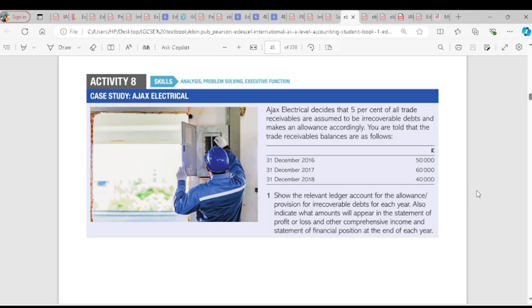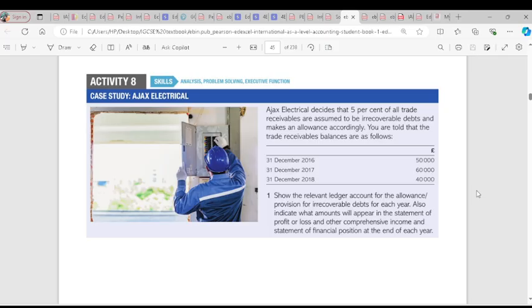For the first year, 2016, we have 2,500. So the 2,500 is the irrecoverable debt for 2016. Then, in the statement of financial position, you have to take 2,500 away from the 50,000, from the trade receivable. So your statement of financial position will have 47,500.